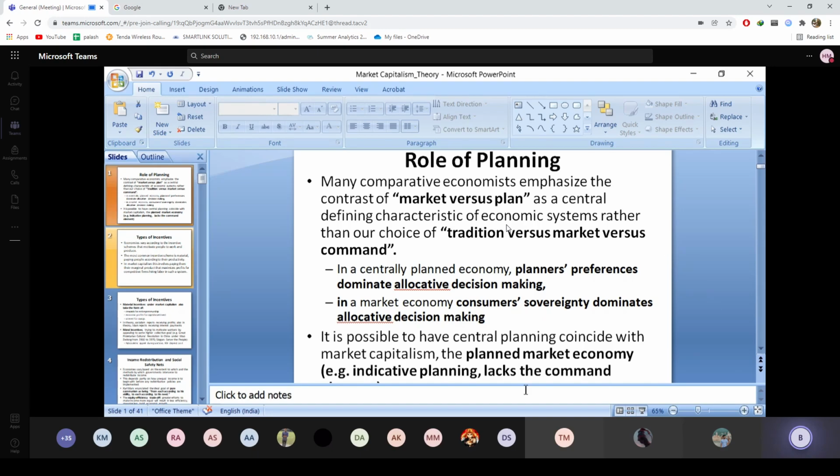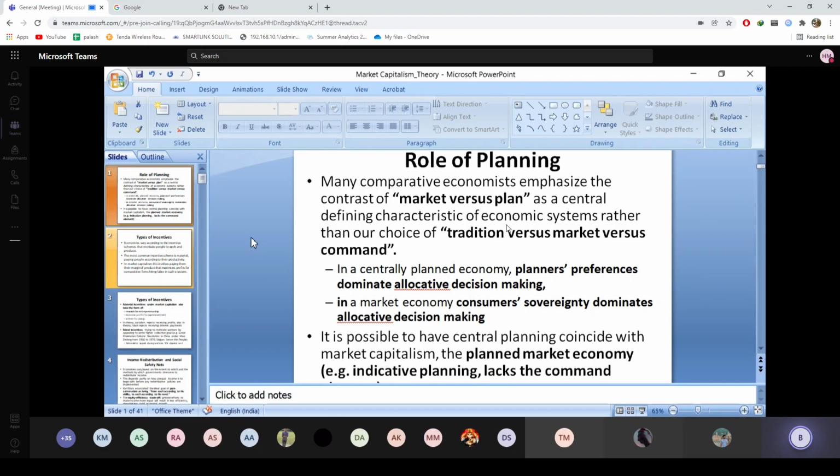So what I'm trying to say is that there is absolutely no segregated compartment that, okay, this is market capitalism, this is planned, but there is always this possibility of integrating both.